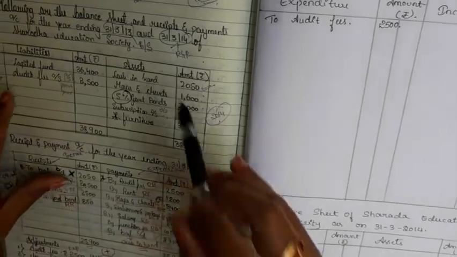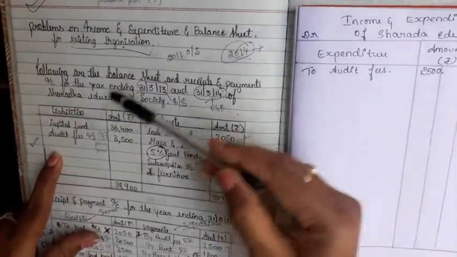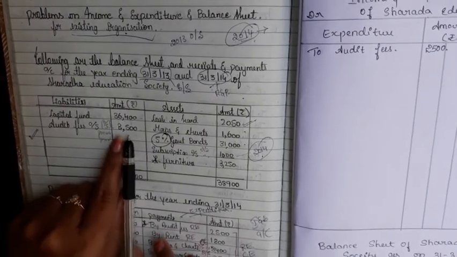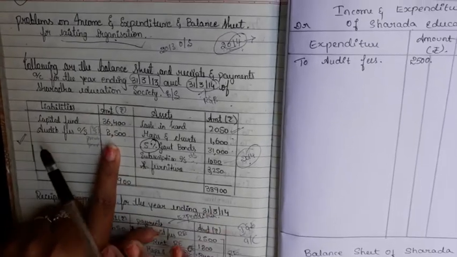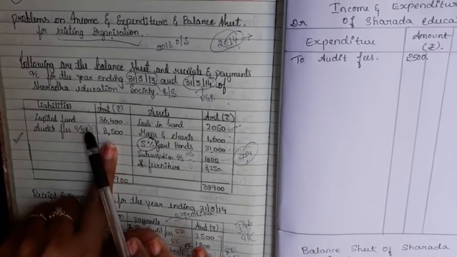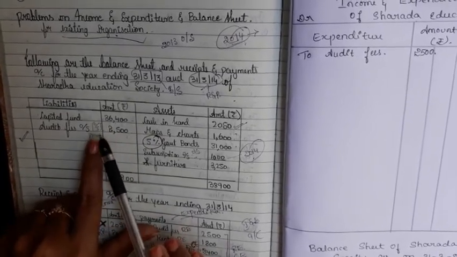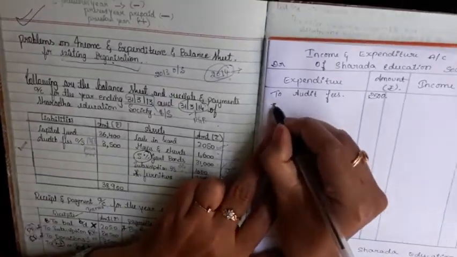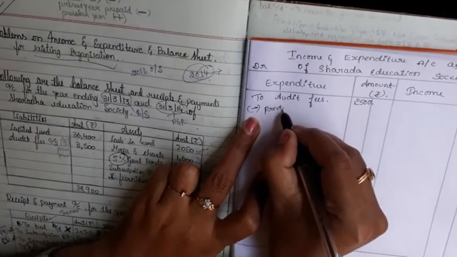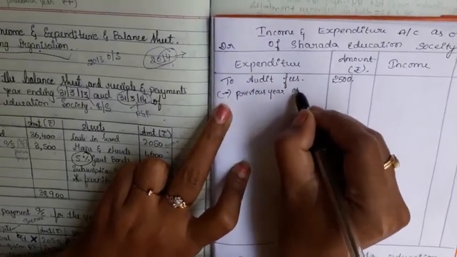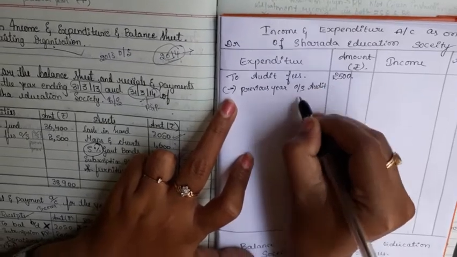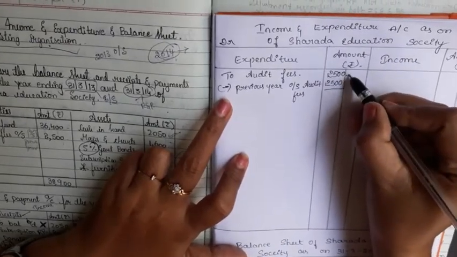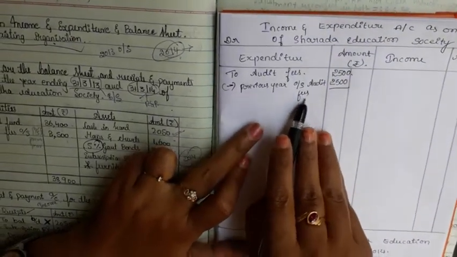So while taking a look at the previous year balance sheet, there was an outstanding audit fees of rupees 2,500. So in the previous year outstanding audit fees was generated, but we had not yet paid. But in the present year we have to deduct the previous year outstanding audit fees from the present year audit fees, that is rupees 2,500. So present year audit fees is 2,500 minus previous year audit fees of rupees 2,500.